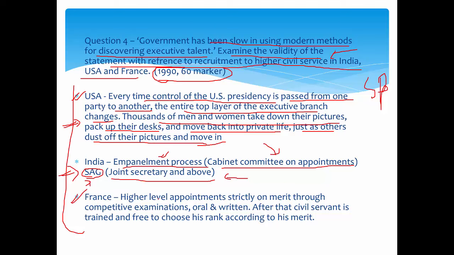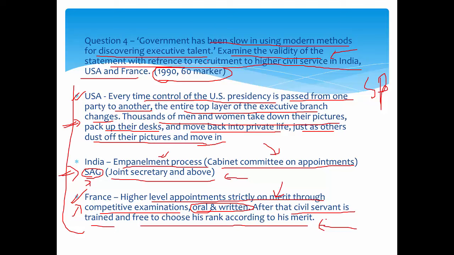But in France, the higher level appointments are strictly on merit through competitive examinations, and the competitive examinations are done by oral and written. So it is similar to your recruitment initially. When you are recruited for civil services at initial level, there also you have to face tough competition and you have to be selected based on merit. So in France, this thing is also followed for higher posts. And after this particular competitive examination, the civil servant is trained and he is free to choose his rank according to his merit. So these are the basic differences between USA, India, and French higher civil services recruitment policy.